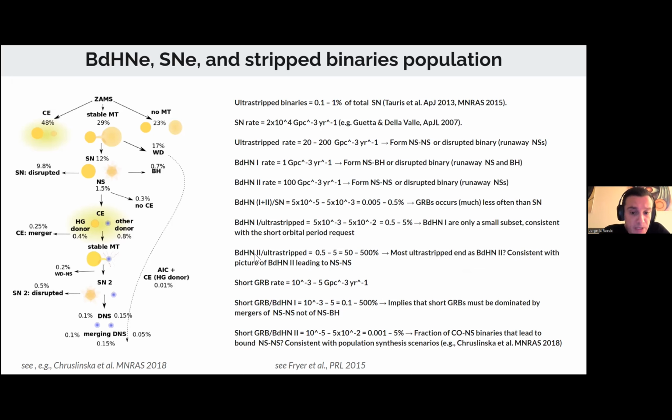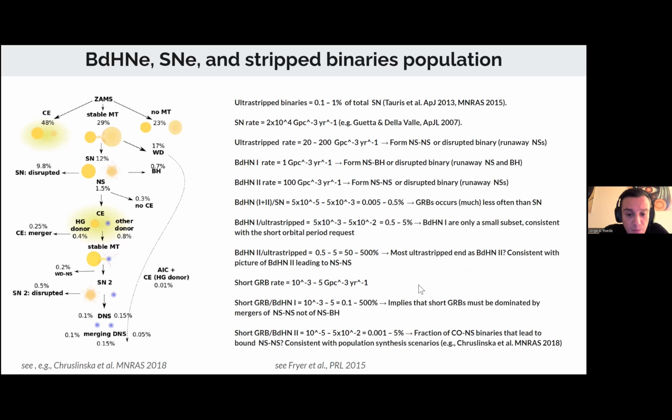And this is different from the BdHN2, which are the low luminosity GRBs. If you make the ratio with ultra-stripped binaries, they can be between 50% and 100%. It cannot be more, but there are uncertainties in the rates, both in the rate of ultra-stripped binaries and in the rates of GRBs. But the difference between these two numbers, BdHN1 and BdHN2, tells you that in the BdHN picture, they can naturally form neutron star binaries or disrupted binaries, in agreement with the ultra-stripped population.